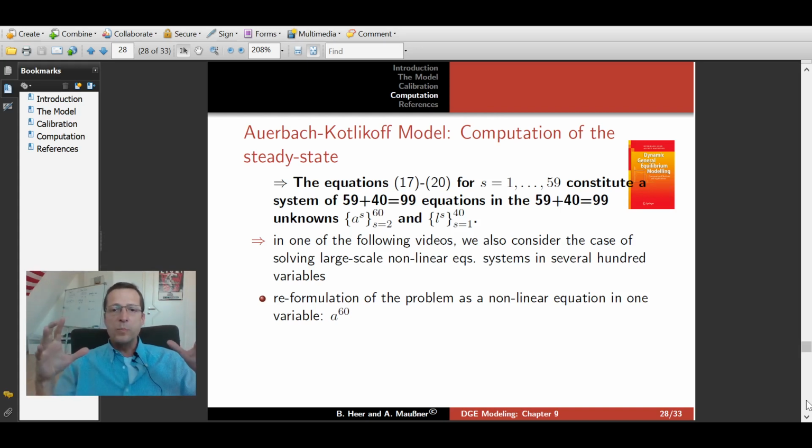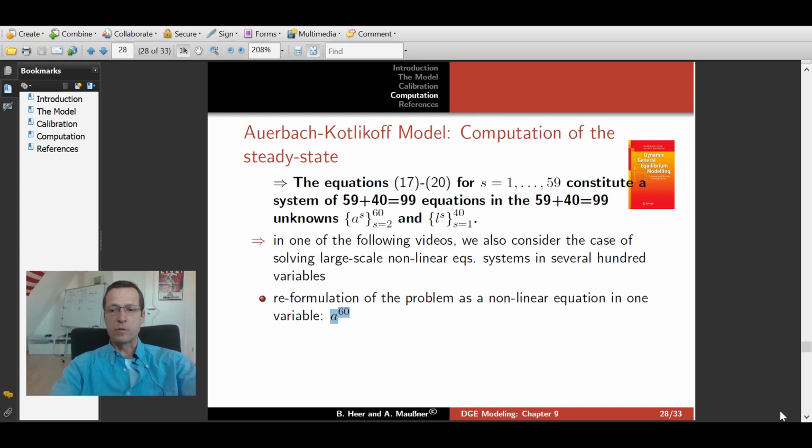Now, one possibility would be to provide an initial guess of these 99 variables and solve a nonlinear equation in these 99 variables. And we will do this in about 2 or 3 videos where we look at a large-scale economic model with several hundred variables. In the following, however, we profit from the recursive structure of the problem and transform this nonlinear equation problem in 99 variables into a nonlinear equation problem in only one variable, and that's the variable A60, the wealth level that we attain in the last period of our life when we have HS equal to 60.